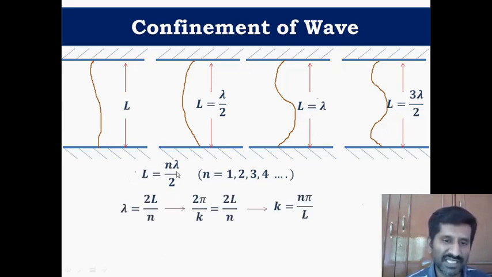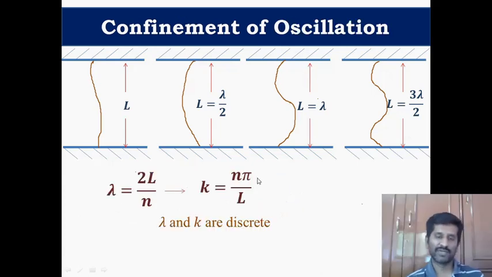Further, I am rearranging this equation. You get lambda is equal to 2L divided by n. You can replace lambda with 2 pi by k. So 2 pi by k is equal to 2L by n. You can simplify this equation so that k is equal to n pi by L. So wave vector has discrete variation for this confined oscillation.